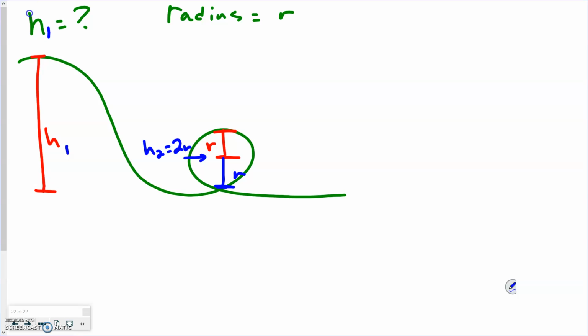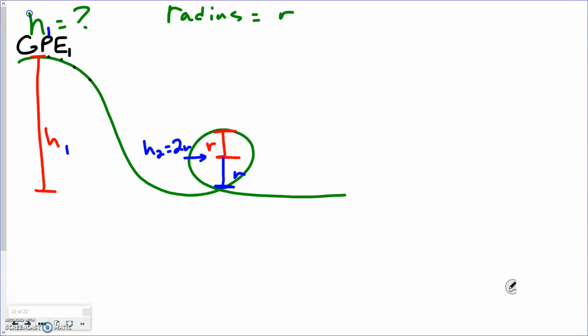Okay, so energy. Let's backtrack a little bit. Forget about the loop for now, and let's talk energy. We're saying that at the top of this hill, this thing's stationary. So if it's stationary up here, it has only GPE. We're in agreement on that. I'm going to call that GPE1. You'll see why in a second.